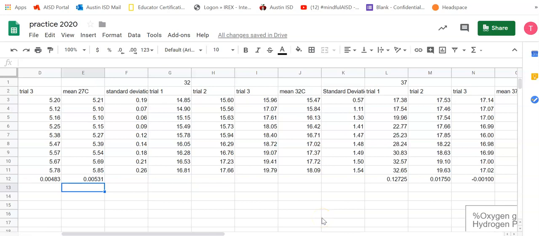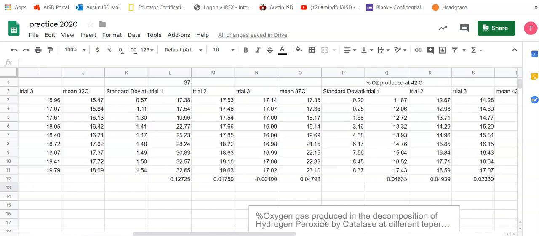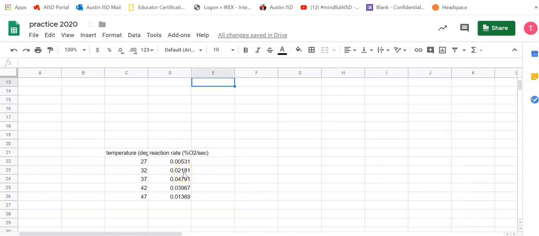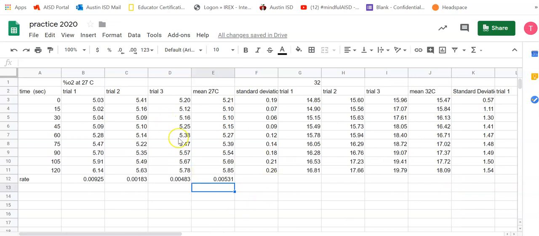If I compare that, so for 27 degrees, if I go here and I look at my mean here, that's 0.006 is what I get if I'm just looking at the slope for my 27 degrees, which is right here. And so IB is correct. This is a better value.